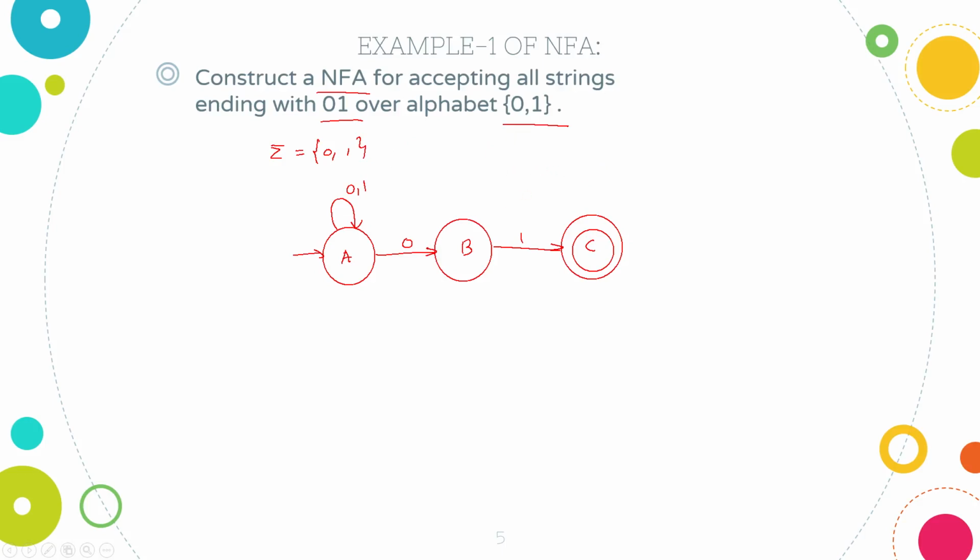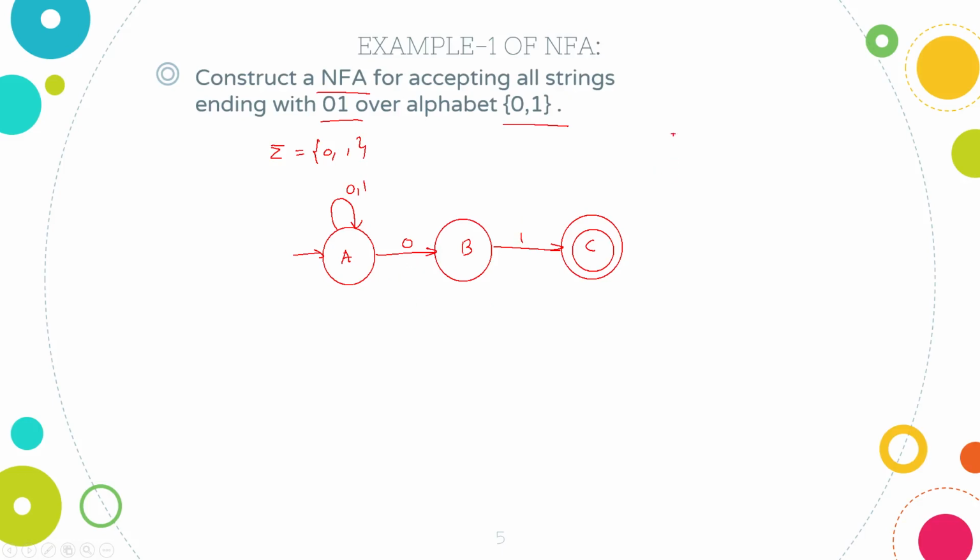Now you might be thinking there are no trap states. That is, we have not mentioned what happens if you get a 0 over here, if you reach B. Okay, that is because your NFA doesn't need trap states. It can be complete even without the trap states. Okay, so this is the difference between NFA and DFA that we have seen in the previous tutorial.